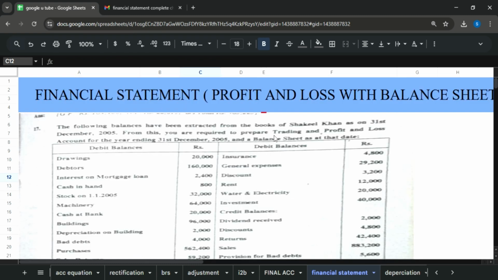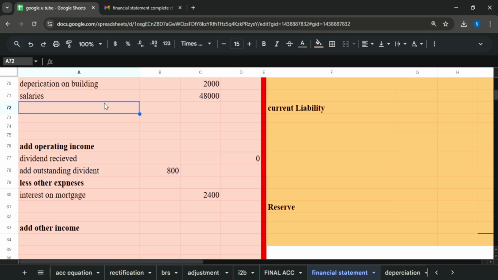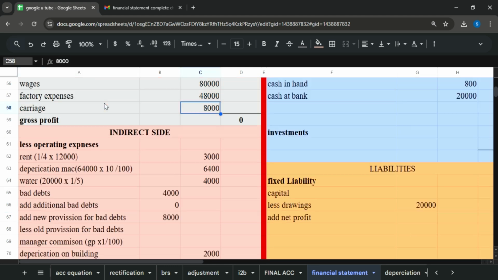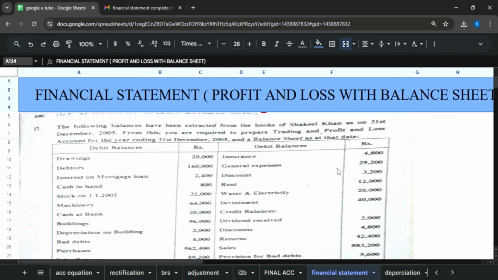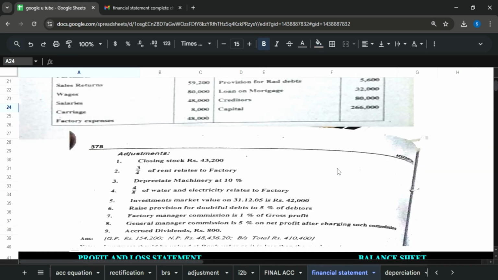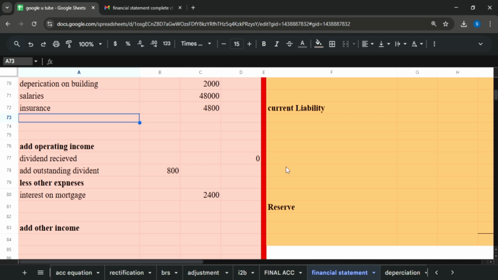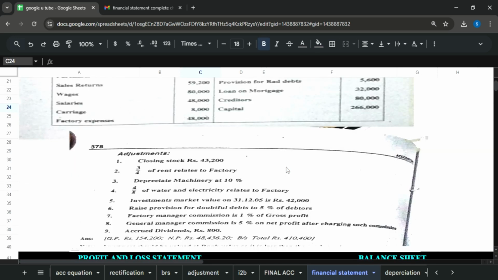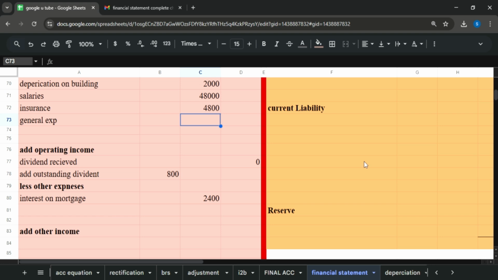We will now focus upon the right side, insurance, part of operating expenses. So here you will write insurance. We will see how much amount of insurance is given, and that is 4800. So you will mention 4800 over here. After insurance we have general expenses. General expenses are also part of operating expenses. Let's see how much amount of general expenses, that is 29,200. So here you will mention 29,200.